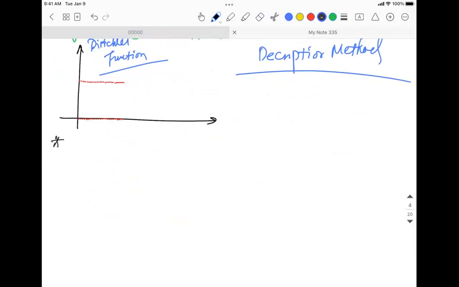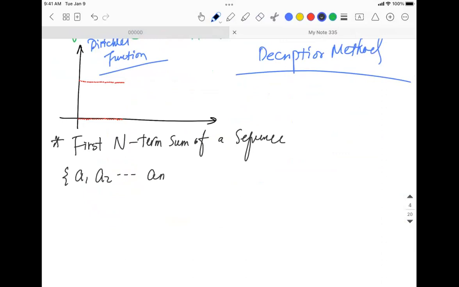As long as we know the general formula and the recurrence formula, the next extremely important thing is that from time to time, the question asks you to determine the first n-term sum of a sequence. Let's say I have a sequence A1, A2, all the way to An, right? So the question asks, okay, what's the value for S10? S10 means the first 10-term sum. What's the value for Sn? The first n-term sum.